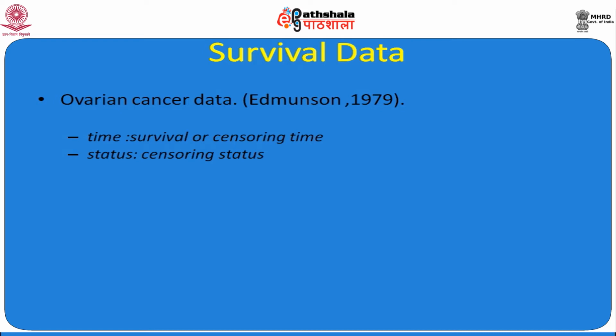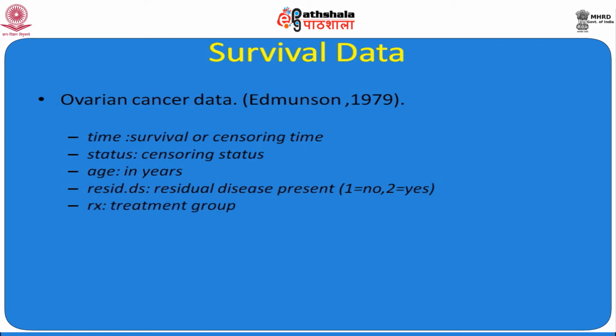After these two major variables, which are the most useful for survival analysis, we will go for other factors like age, represented in years, and residual disease, presence or not. In this data set, presence is represented as 2 and absence is represented as 1. Rx is the treatment given. If treatment is given, then it is represented as 2. If no treatment is given, or placebo is given, then it is represented as 1.